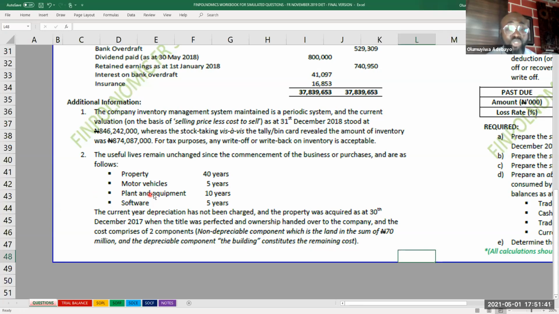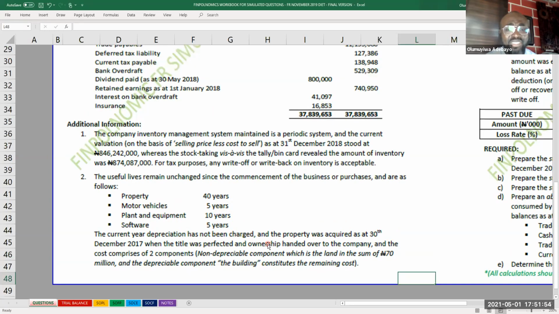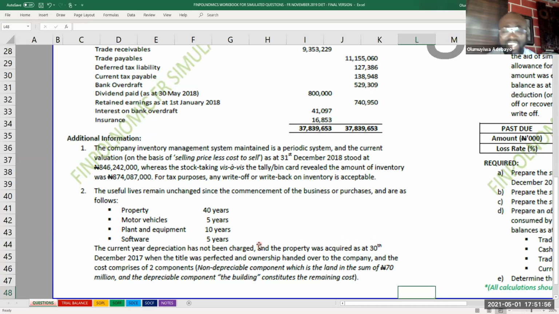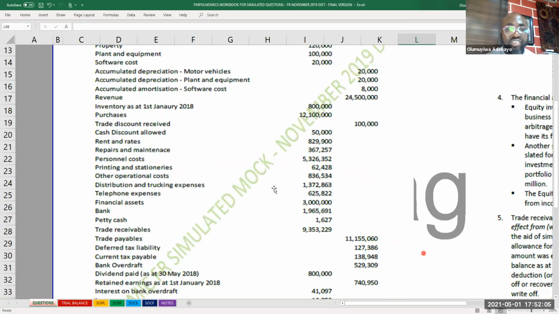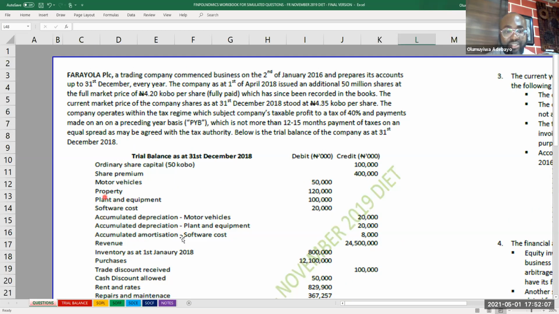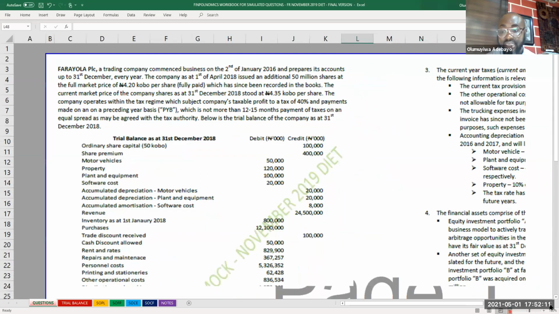Now, I want to ask you: how will I know my depreciation charge for motor vehicle, plant and equipment and software, since I was not given the useful life directly in this question? How can I determine that? Is there any indirect way the examiner has provided such information to me? Look at this information here and compare it with the information here about property accumulated depreciation. Let me minimize it so that I can see it at a glance.